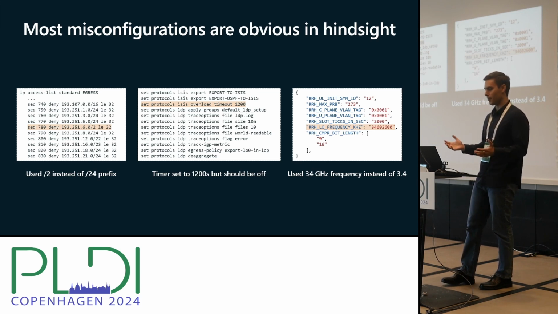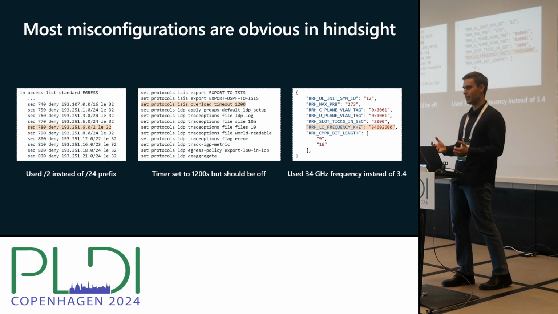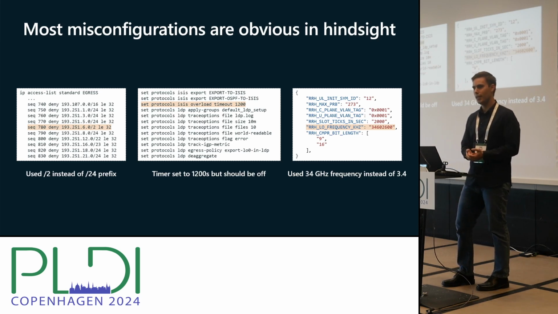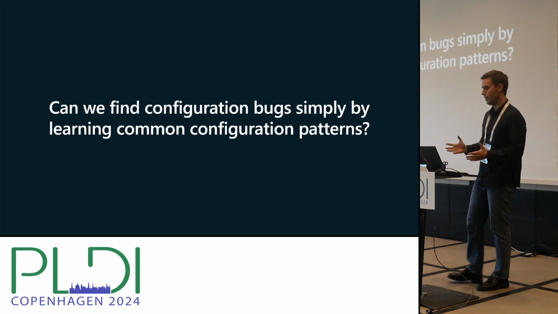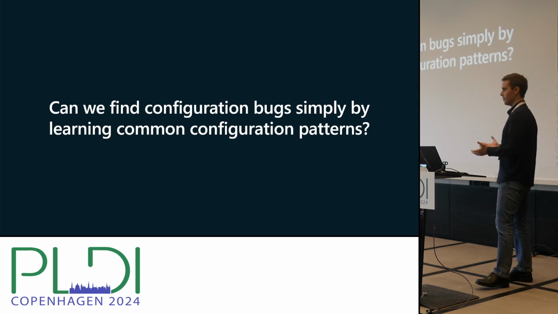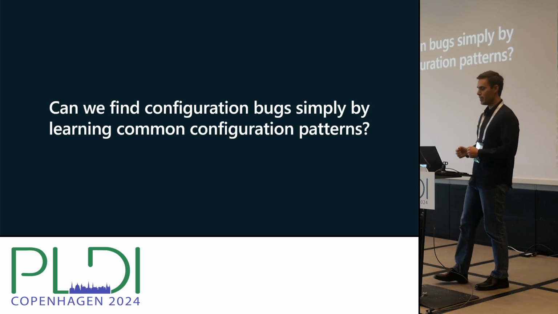A common theme across many of these configuration bugs is that they're very simple and quite obvious in hindsight. So the question that we have then is, given how simple many of these misconfigurations are, can we find configuration bugs simply by learning common configuration patterns from data?